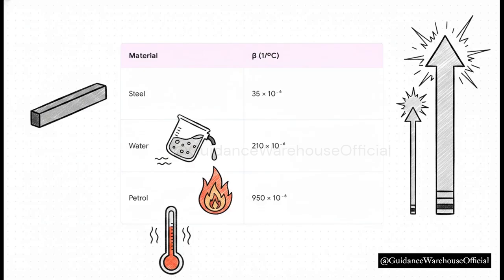Notice the absolutely massive difference in expansion rates between solids and liquids. Iron and steel have a volume expansion coefficient, called beta, of about 35 times 10 to the negative 6th. But look down at gasoline, or petrol. It's way up at 950. That means liquids expand so much more rapidly than solids when you expose them to the exact same heat.